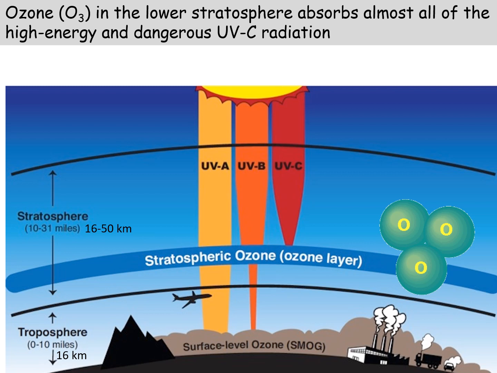The troposphere extends from the surface of the Earth up to about 10 miles or 16 kilometers. Airplanes fly at around 10 kilometers above the surface, within the troposphere. The stratosphere is above the troposphere and extends upward from 10 miles to about 31 miles, or 50 kilometers.